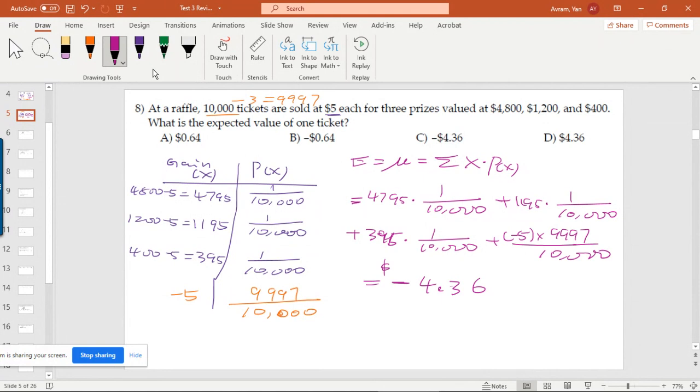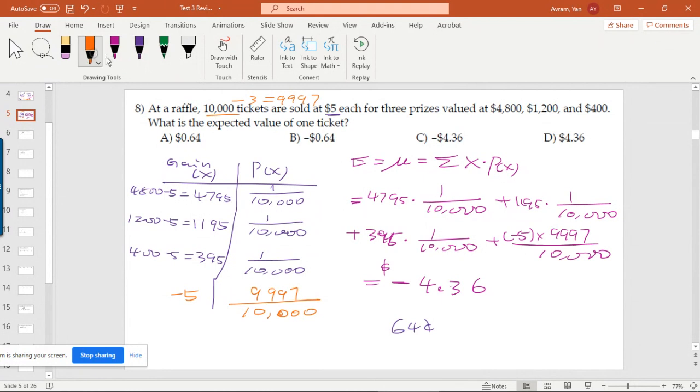All right. So what does that mean in here? That means every ticket you purchase, you actually donate $4.36, or you lose this much. The organization only uses 64 cents to award the prize. All right. So that is this type of calculation.